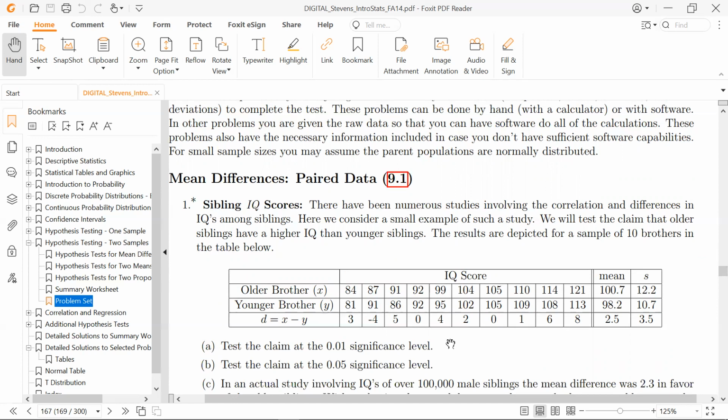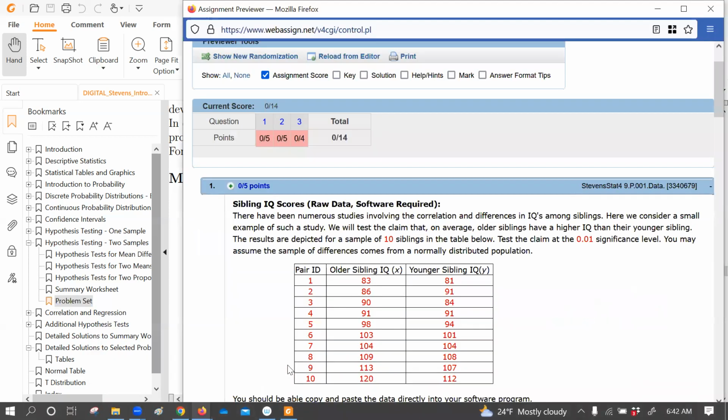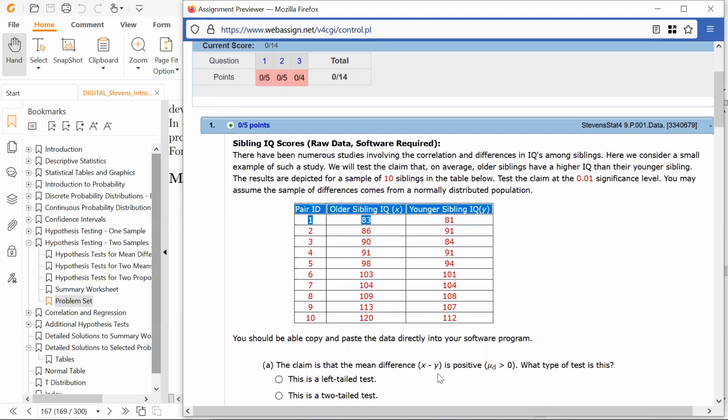Okay, so how do I want to do this? Well, you can see Dr. Stevens' method of this. Maybe what I should do is the WebAssign question. I guess I can. Let me come back here. So see here, they don't give this to me. So you can grab a calculator. Now, do they tell us which way to subtract it? The claim is that the older sibling IQ minus the younger sibling IQ is positive.